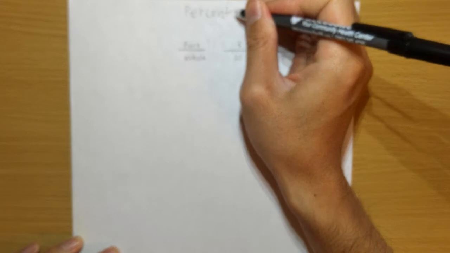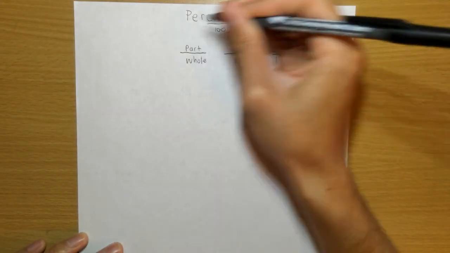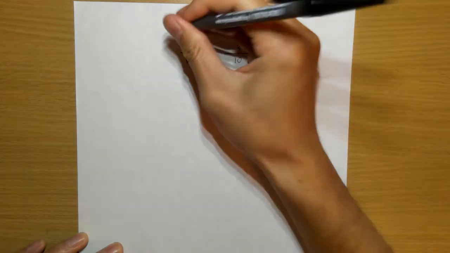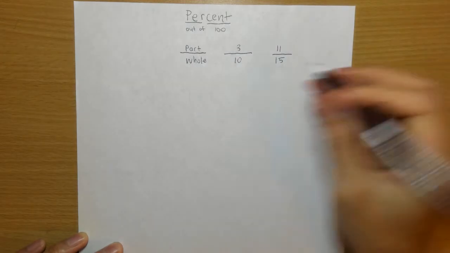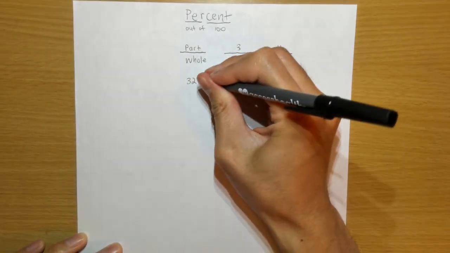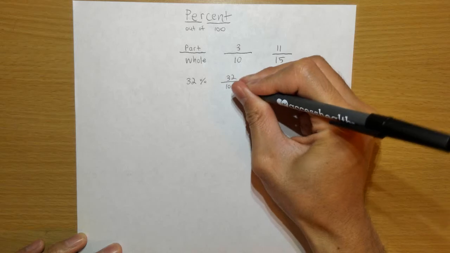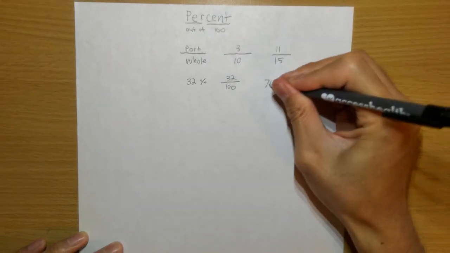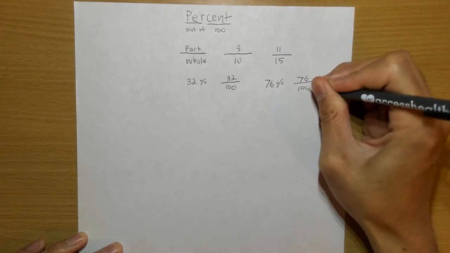Breaking down the word percent. The word cent in Latin means 100. The word per basically means out of. So if you have 32%, that means you have 32 out of 100. If you have 76%, you have 76 out of 100.